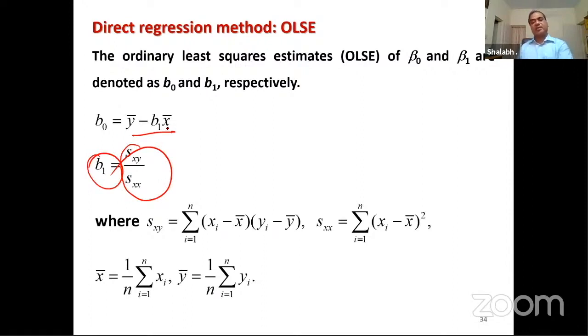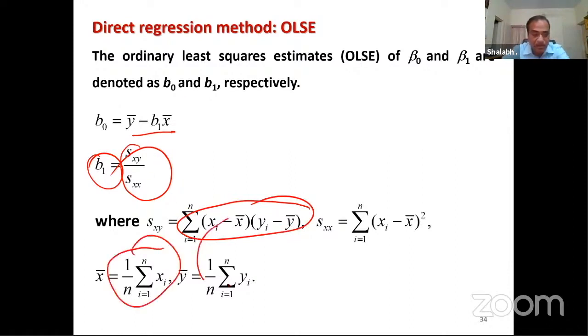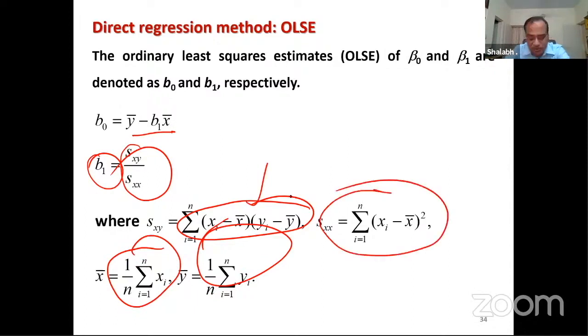Now you can see that this sxy is given by the summation of xi minus x bar times yi minus y bar. So now you have the values of x and y. From there you can obtain the sample means x bar and y bar, and then you can obtain this quantity sxy. Similarly, sxx is the summation of xi minus x bar whole square. Once you have the values x1, x2, up to xn, you can compute these quantities. Definitely you are not going to do it, your software is going to do all the job for you. But your job is to understand what this software is really doing, and how you should interpret it.